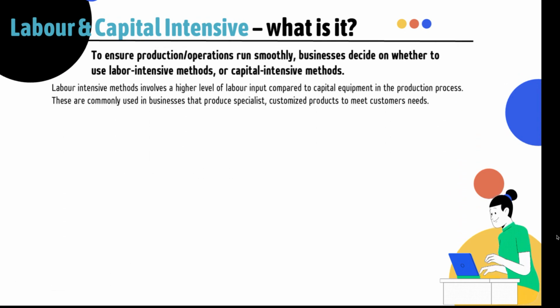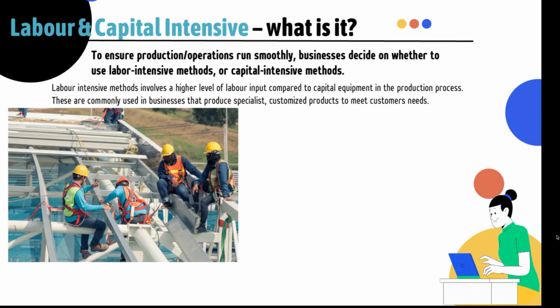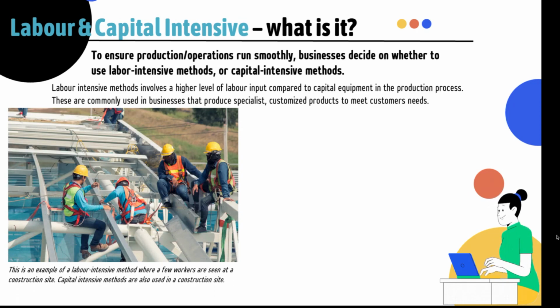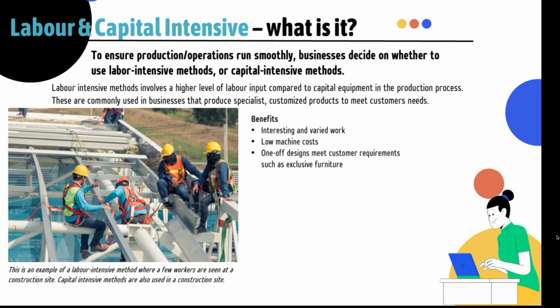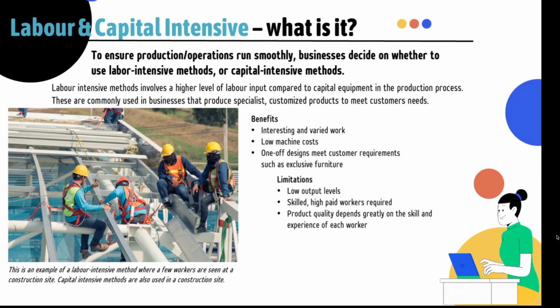Now, for labor intensive methods, it involves a higher level of labor, which means people, to assist in the production process. So, in this example, you see a few workers at the construction site that are needed to ensure that whatever's being built is completed. There are some benefits to this because you get to work in a variety of work. There's basically very low machine costs involved, and sometimes it also involves one-off designs where only a human being would be able to design and create something exclusive.